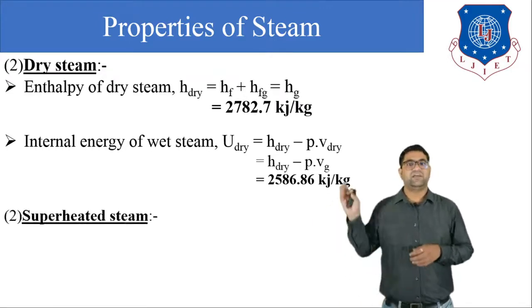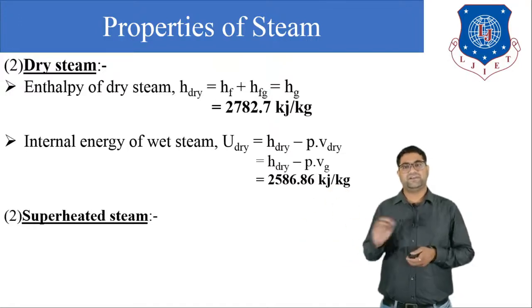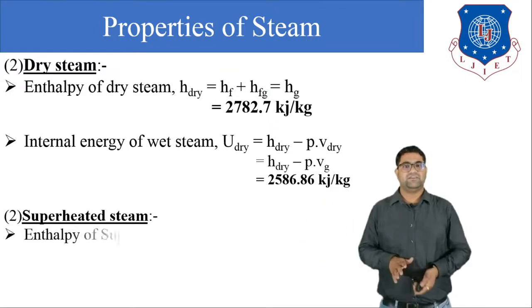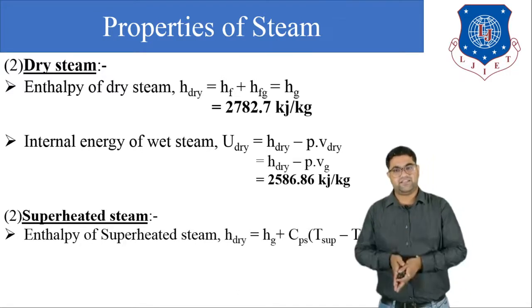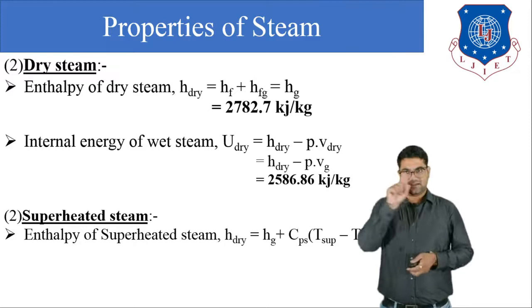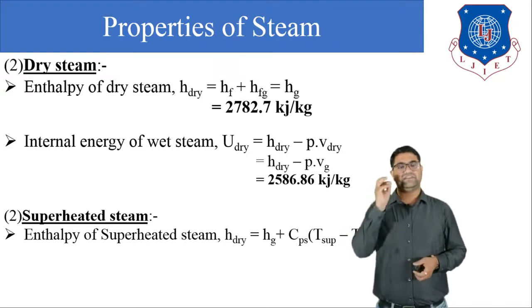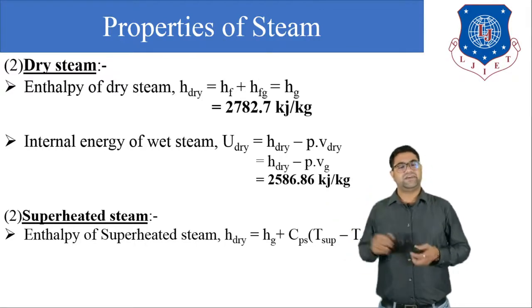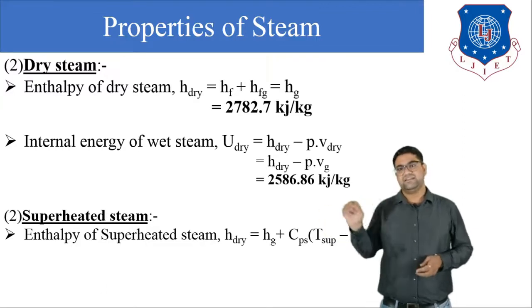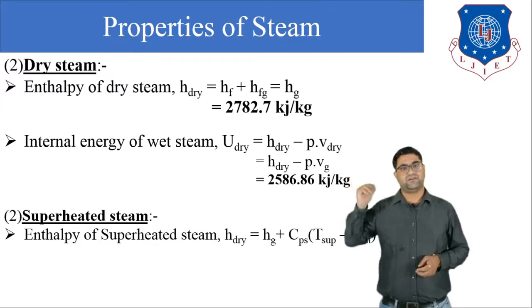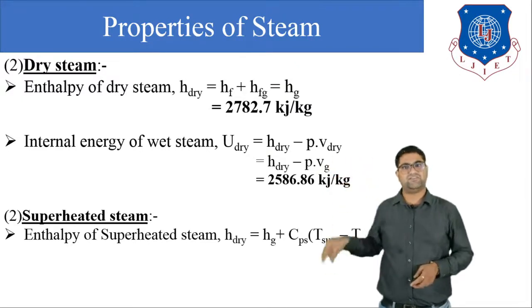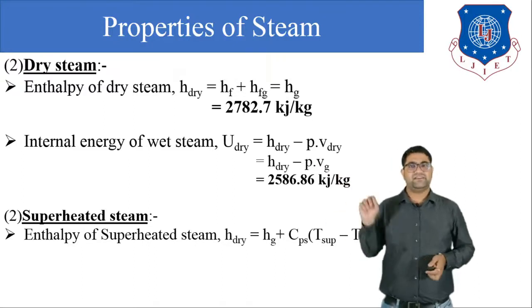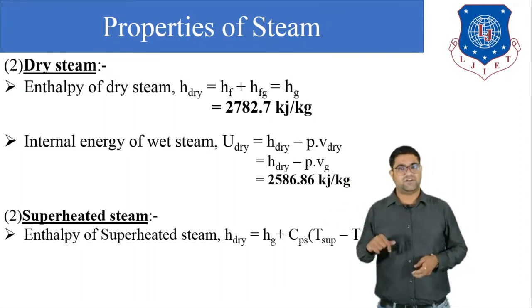Now our third calculation is the superheated steam. The enthalpy of superheated steam is equal to Hg plus Cps times the bracket T superheated minus T saturated. Now what data do we have? Hg we can get directly from the steam table, and you can also see from the dry steam that it is 2782.7. So directly we can put it here. Second, Cps is already given, that is 2.1.